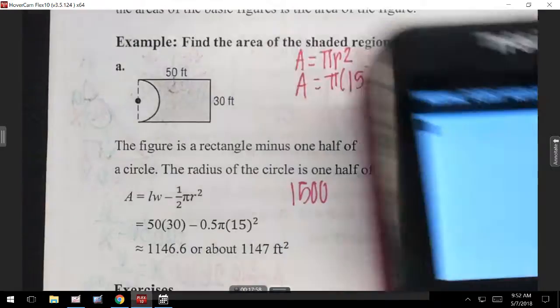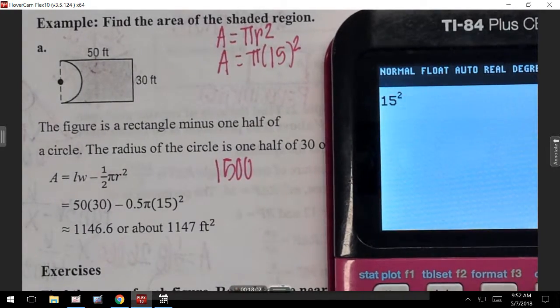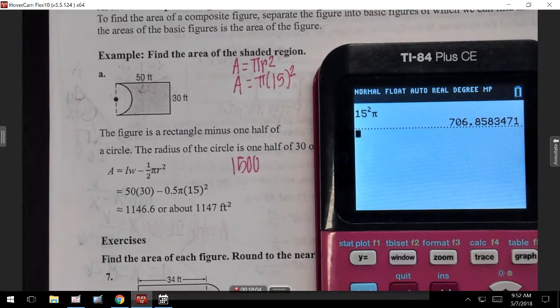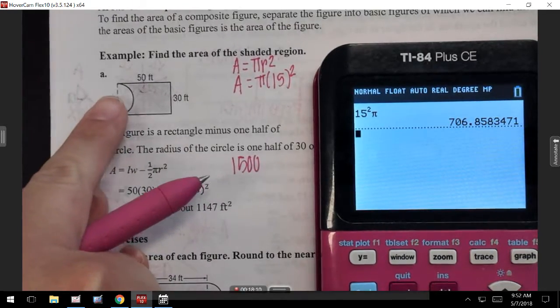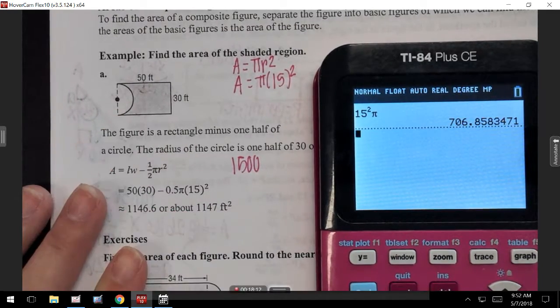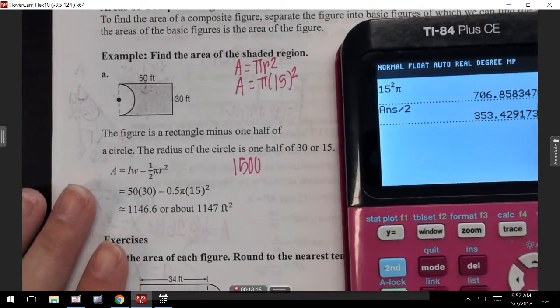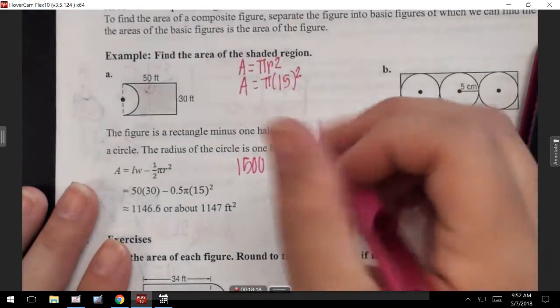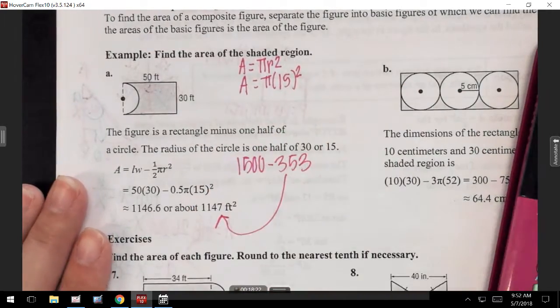So after I find 15 squared times pi, that's the whole circle. What do I have to do? You have to divide that by 2 because that's a half of a circle, not the whole thing. So divide that by 2. So your area of this circle is 353. So you take the whole thing, subtract 353, and that's how you get your answer.